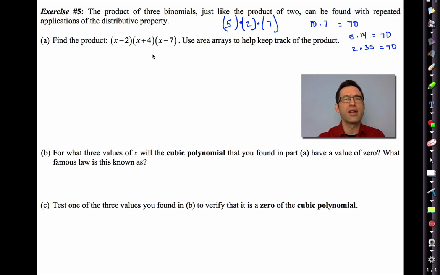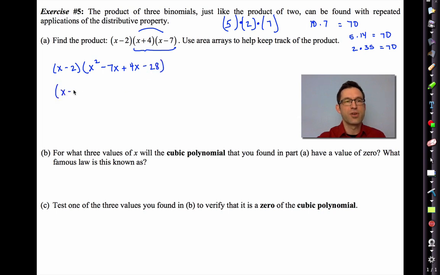For whatever reason, I almost always start here. So in other words, I'm going to multiply these. And let me do a little bit of FOILing. I'm going to do first x times x, then outer negative 7 times x, then inner 4 times x, and then last 28. Then I'm going to have x minus 2.